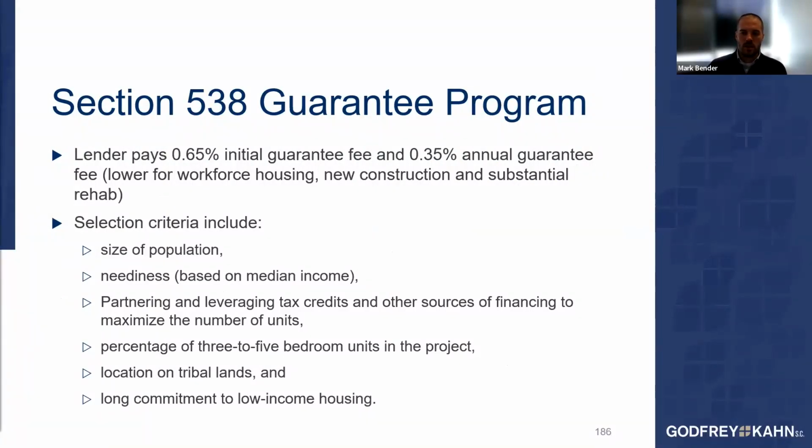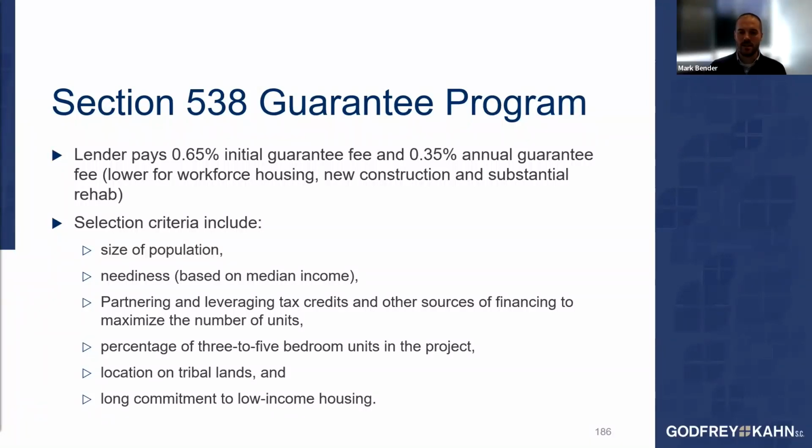There's an initial guarantee fee under the program. It's pretty small, and for the annual guarantee, it's 0.065% on a $1 million loan. So on a $1 million loan, the initial fee would be $6,500. And on a $1 million loan, there'd also be the annual fee of $3,500.